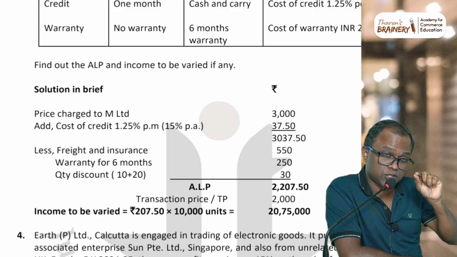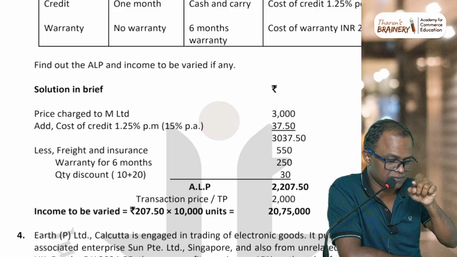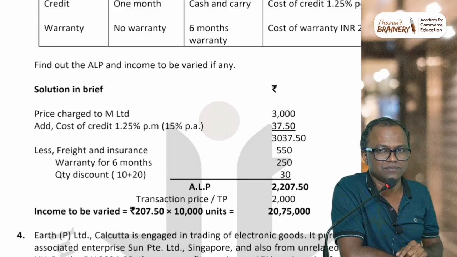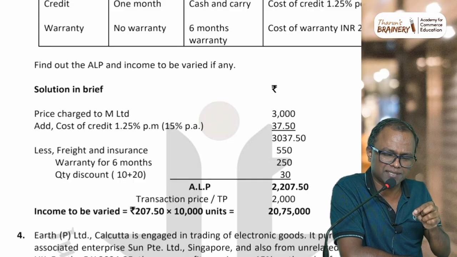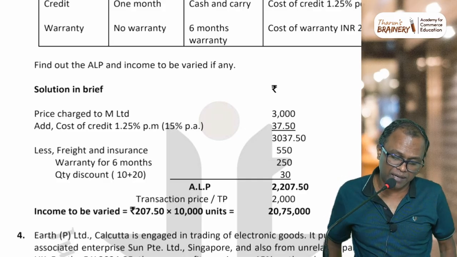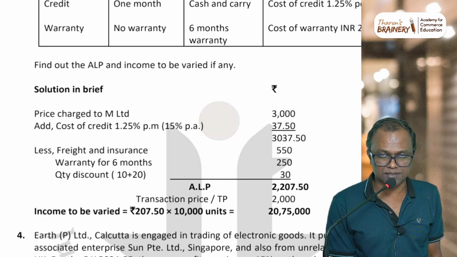Arm's length price to be billed, it is sales, right? To be billed. But actually they billed only 2,000 with AE. The real price, arm's length price, is 2,200. So per unit, they are making a manipulation of 207.5, understated in India.